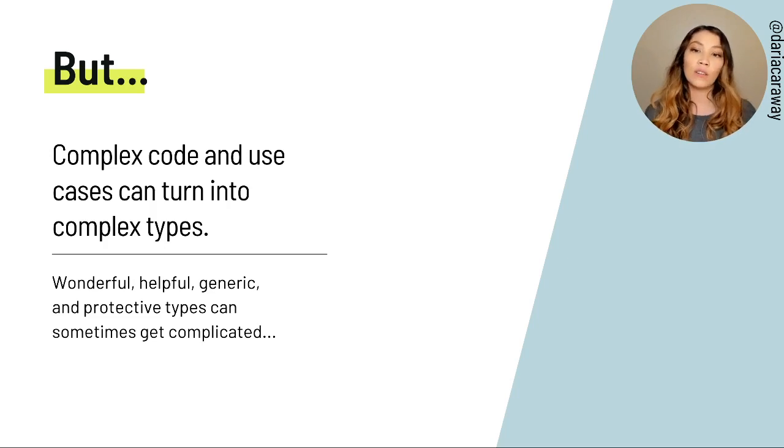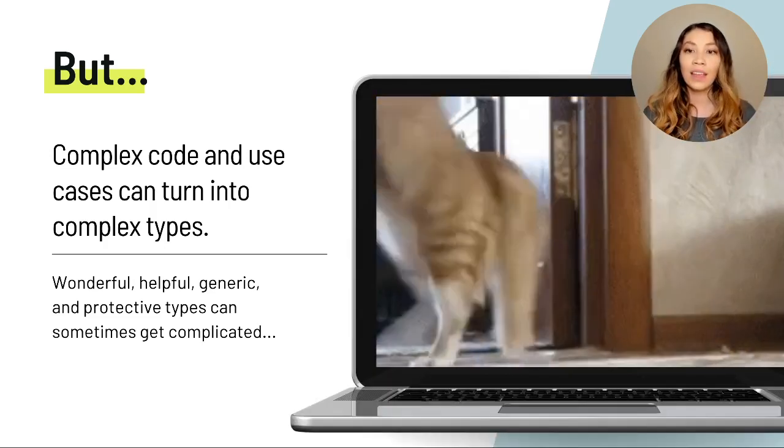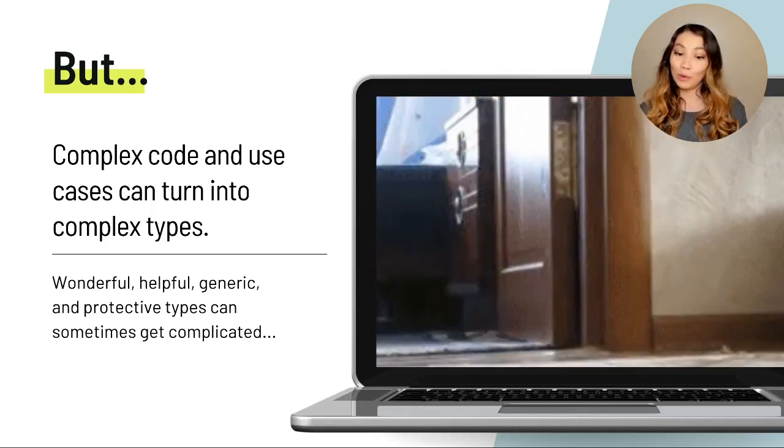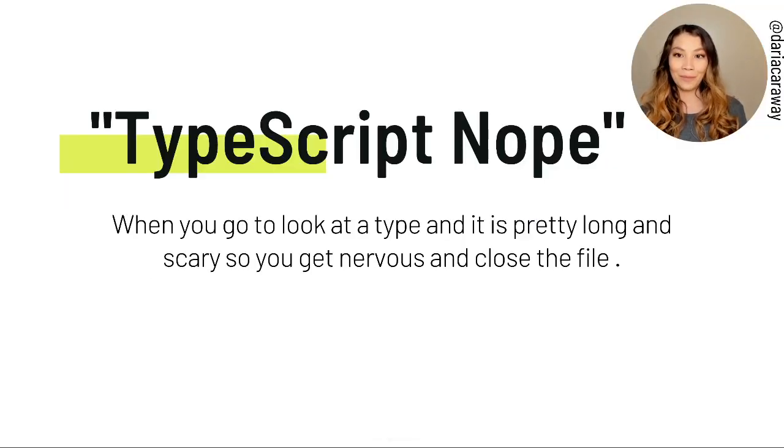But especially when you're interfacing with external libraries, complex code that's been designed to handle a variety of use cases can often turn into complex types. The most wonderful, helpful, generic, and protective types that I love and am absolutely thrilled to have can sometimes be a little bit complicated to read. And sometimes when I open up a file to see these complicated types, I get a little bit spooked, like this cat. This is what I call a TypeScript nope.